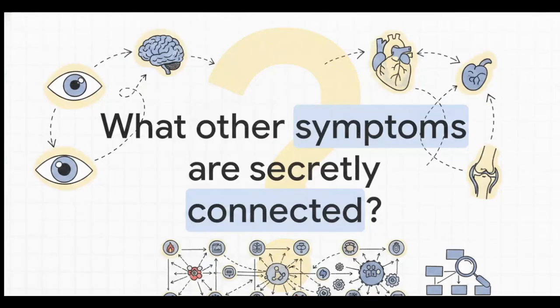So, that brings us to our final thought for today. If our eyes can warn us of systemic, body-wide diseases, what other seemingly isolated symptoms are secretly connected? It really makes you rethink how the whole human body operates as this intricate machine, doesn't it? I mean, nothing exists in a vacuum.